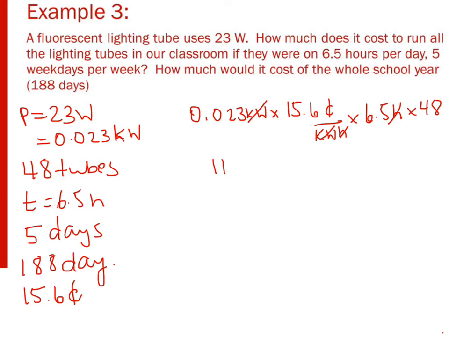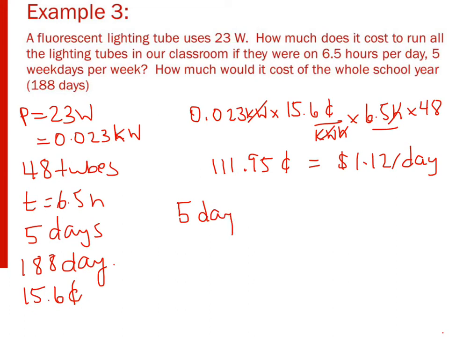So it's 111.95 cents. Okay? And so that would be for one day, because that's our 6.5 hours. Let's go ahead and convert that to dollars, because that's often what we deal with. So it's $1.12 per day. And so for 1 week, 5 days of school, we would do our 112 times 5. So we get $5.60. So it would cost $5.60 for 1 week.